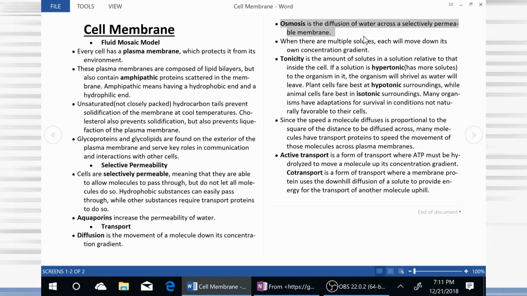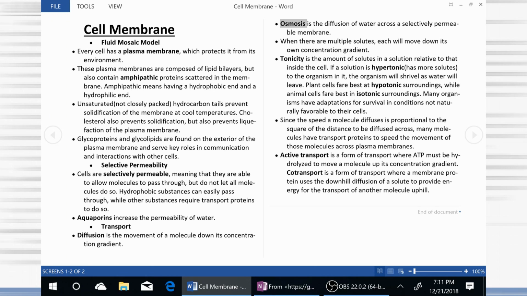So osmosis is the diffusion of water across a selectively permeable membrane. Oftentimes this brings up lots of confusion, but osmosis is simply diffusion of water. So for example, let's say that outside a cell, 97% of the solution outside of a cell is solute, and the other 3% is water. Let's just assume that, okay? And then let's assume that on the interior of a cell, 95% is solute, and the other 5% is water.